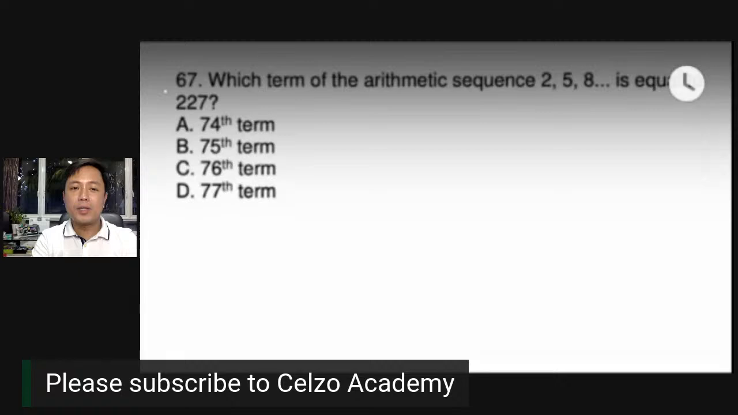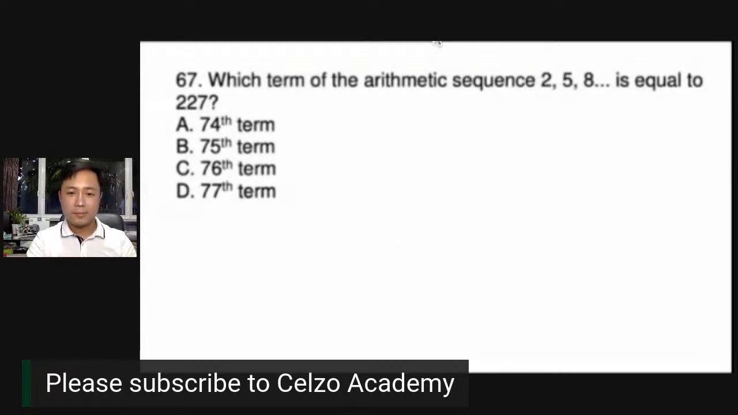All right. The first person who got the right answer is Jobel, letter C, and then John. The answer is 76th term. Magaling, lahat tama. It's letter C.